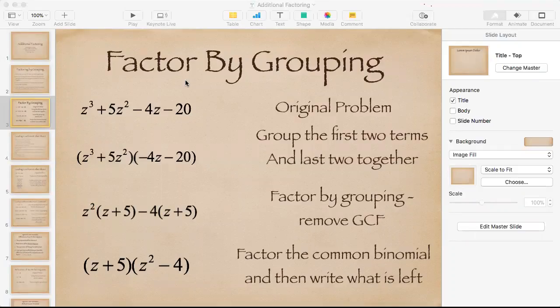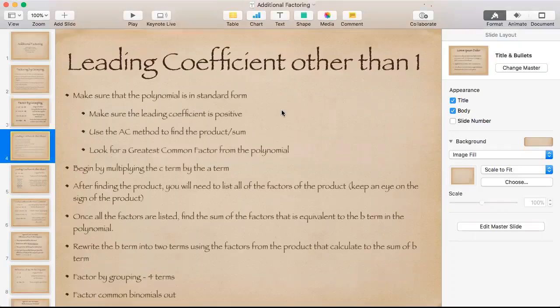Just always remember, whatever the operation is in front of a number or in front of a term tells you if it's positive or negative, and you always want to move that with it. If you have a leading coefficient other than 1, now this process really isn't any different than what I showed you with the leading coefficient of 1.